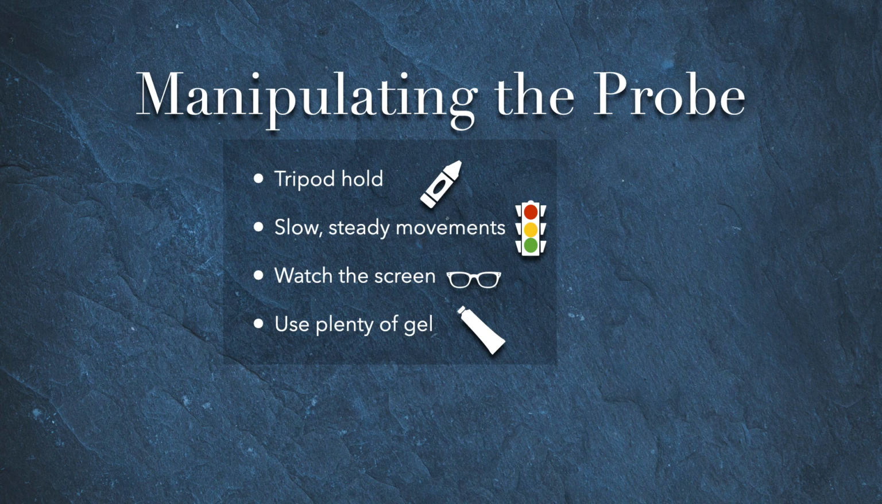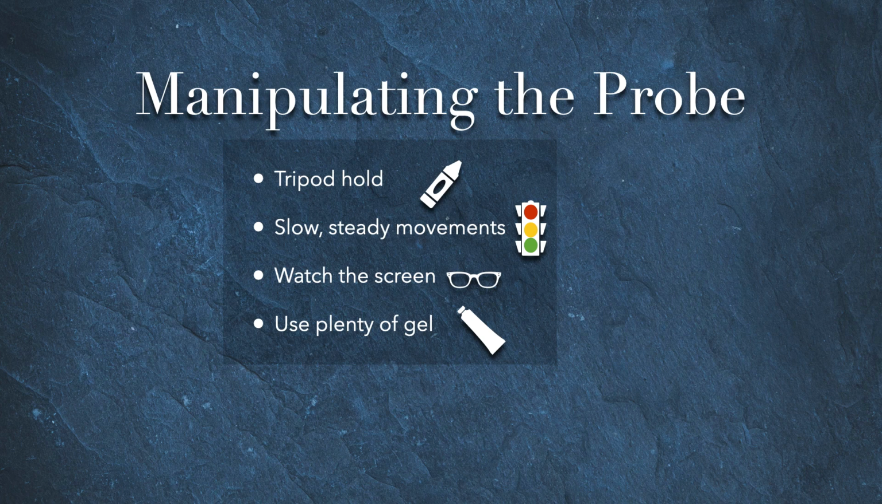First of all, I encourage you to use what's called a tripod hold. Think of it as a kickstand on your bicycle or a scooter, and so you're going to hold the probe transducer as you would a large crayon or marker, and then you'd put your pinky finger down to stabilize your hand. This ensures your transducer does not slip and slide around with all the gel, and you have better control over the movements.